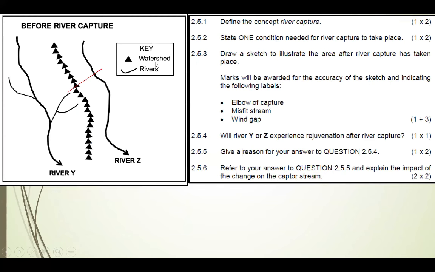Will river Y or river Z experience rejuvenation? What is rejuvenation? It is when the river renews its erosive ability, or when a river begins to erode vertically again. We call that process river rejuvenation. Now, the question 2.4, 2.5 and 4, will river Y or river Z experience rejuvenation?